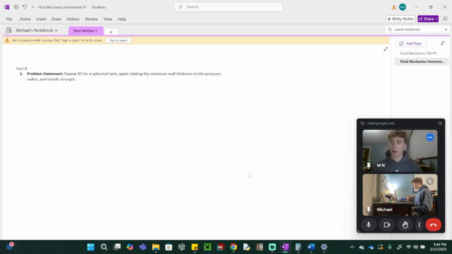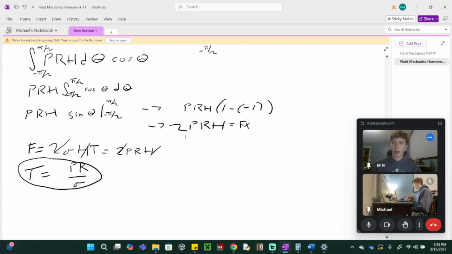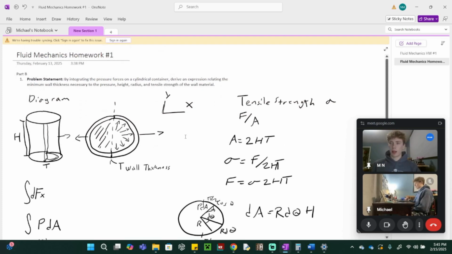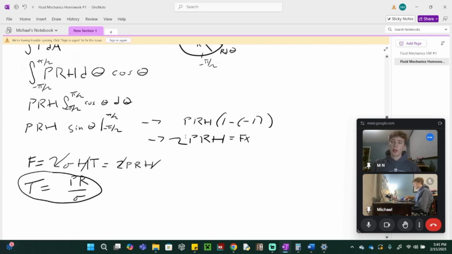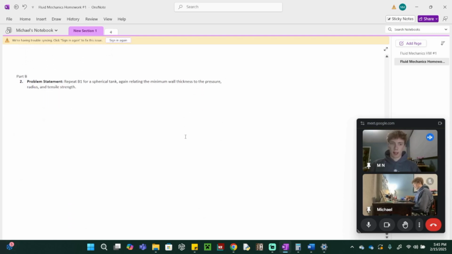So let's get into part 2 of part B. The problem statement states, repeat B1 for a spherical tank, again relating the minimum wall thickness to the pressure, radius, and tensile strength. And remember that B1 says, by integrating the pressure forces on a cylindrical container, derive an expression relating the minimum wall thickness necessary to the pressure, height, radius, and tensile strength of the wall material. So now we're looking at a spherical tank.